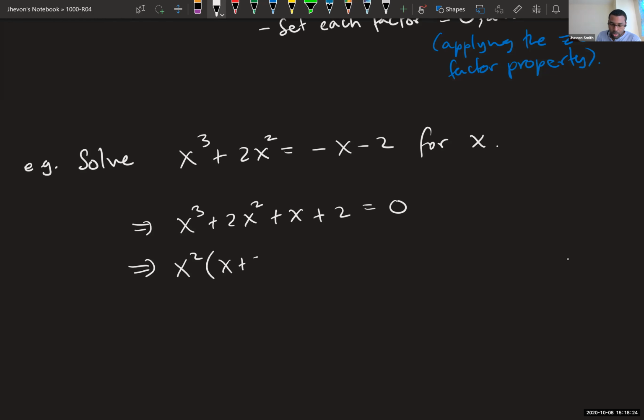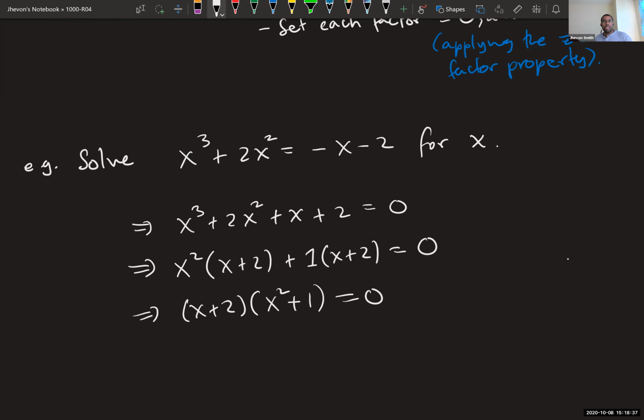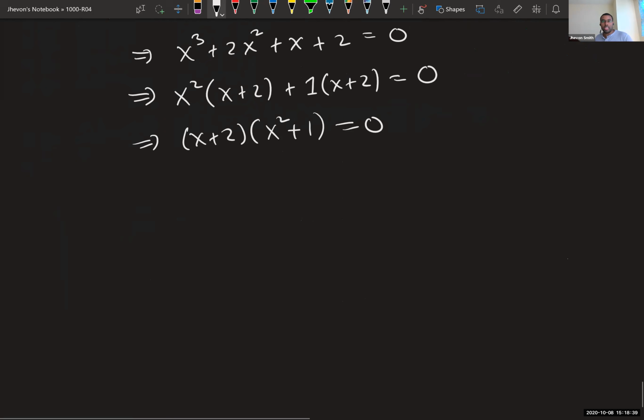So the common term between the first two is x squared. The common term between the last two, well, there's just a 1 common between them. So x plus 2 is the common term. And now you end up with a situation where you just have a product of things equal to 0. The zero factor property says set each thing equal to 0. This is the zero factor property. That basically says if you have a product of things equal to 0, one or several of the factors must be 0.